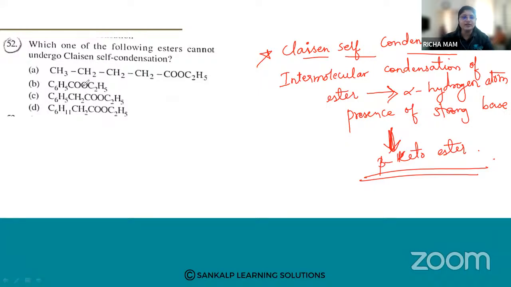So if I take one, in which molecule do I have an alpha hydrogen, next to the C double bond O group? I have an alpha hydrogen, but it should undergo self-condensation. So the same two molecules should be present. So if I take this, your C6.